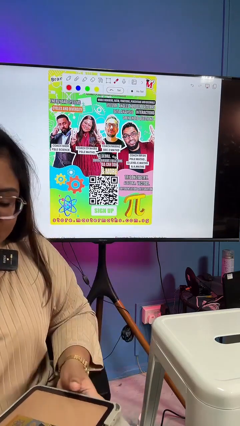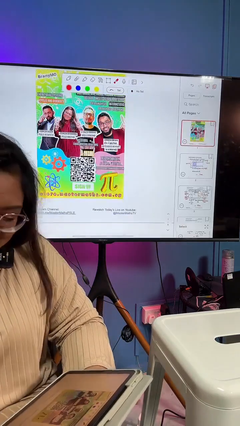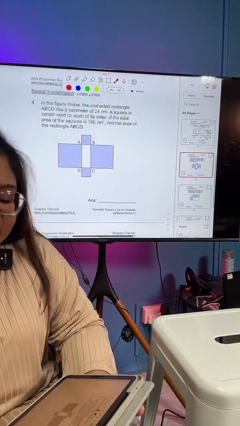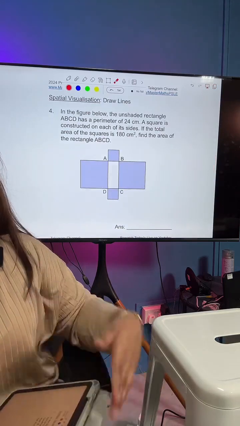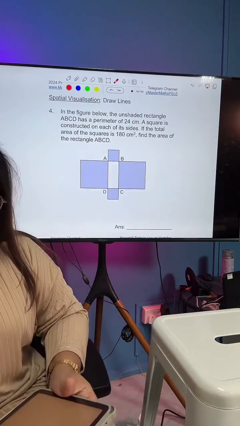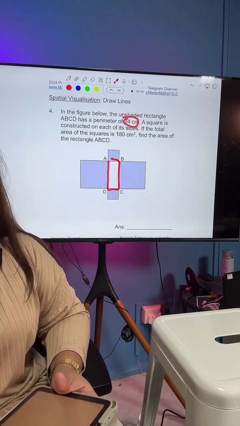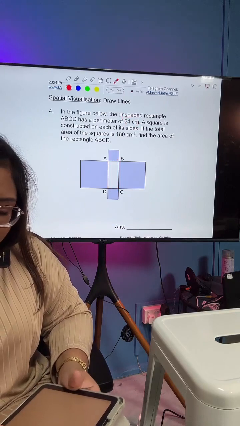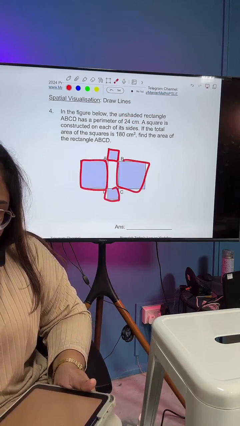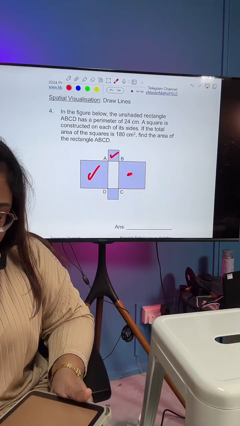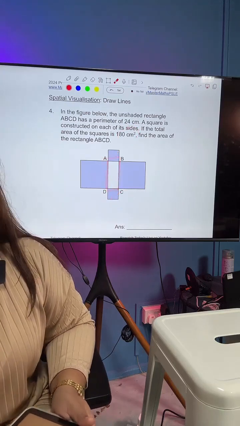A lot of you have gotten the correct answer. I think maybe most of you attended the crash course. That's why you know how to solve, right? So let's go through. This one was covered in the March crash course. Donatello, here is your question. In the figure below, the unshaded rectangle ABCD has a perimeter of 24 cm. Okay, and then a square is constructed on each of its sides. So these are all squares. And the area of all the squares is 180. Find the area of rectangle ABCD.